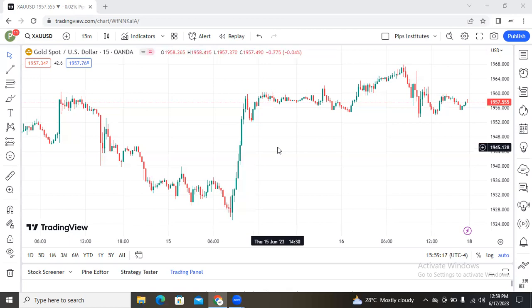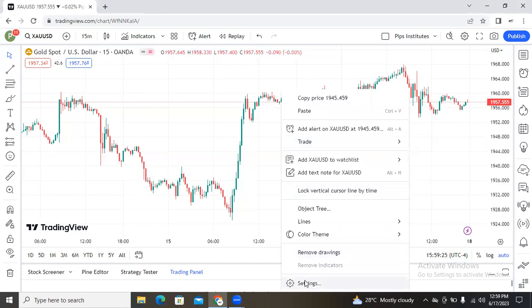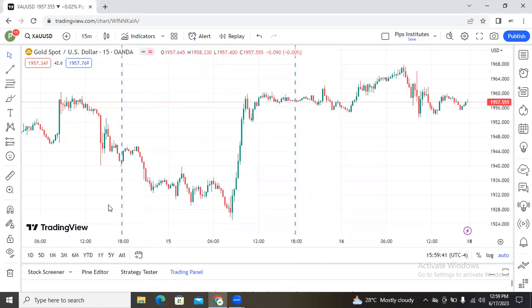If you want to set it, just right click on your chart, and this is TradingView. Then you come to settings. From settings, you click on events. It comes to this place, and you tick session break. As you tick session break, you see it's going to divide the market. Can you see that it has divided the market for you? So there's already a session break.